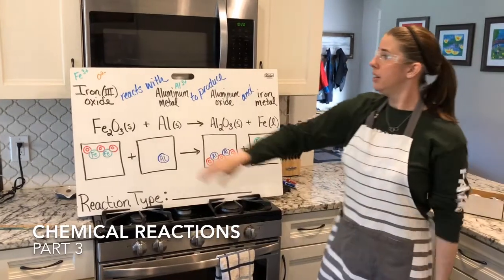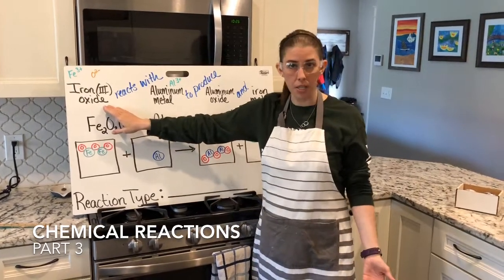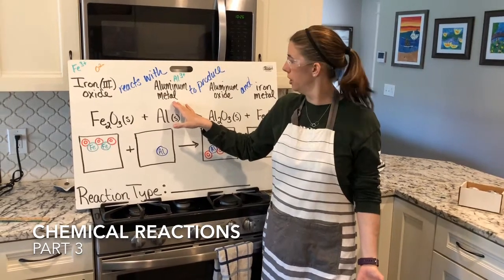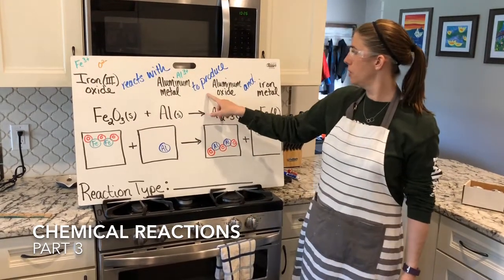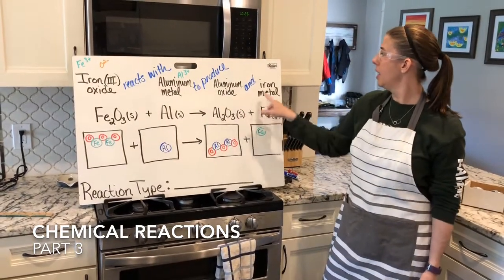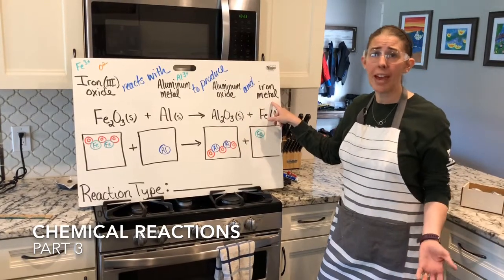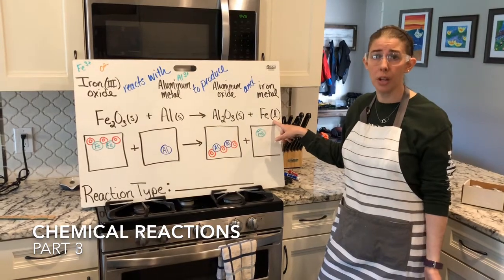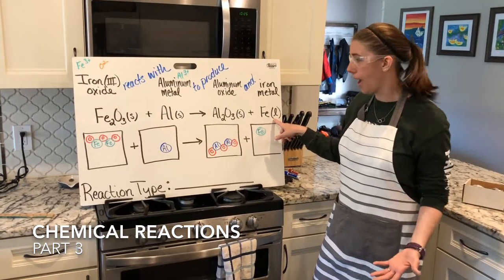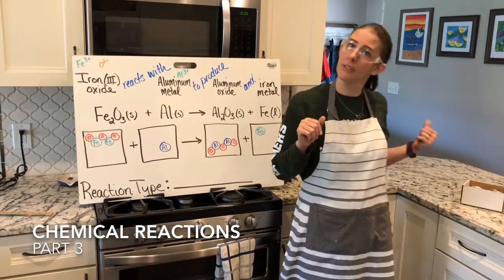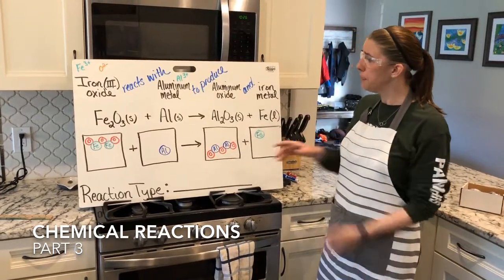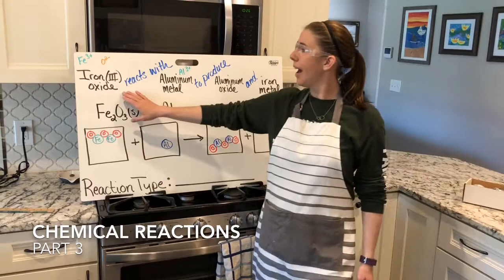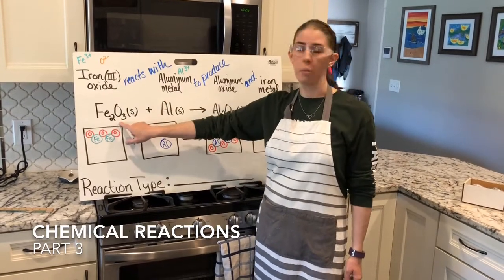So I have iron oxide, which is my rust, reacts with aluminum metal. I forced that reaction to produce aluminum oxide and iron metal. If I had the powdered forms, I would actually have molten or liquid iron because it burns so hot. This is just a little bit safer of a version. Okay, so I drew a picture, and I know some of you are asking or thinking, well, how did you know that this was going to be the formula?